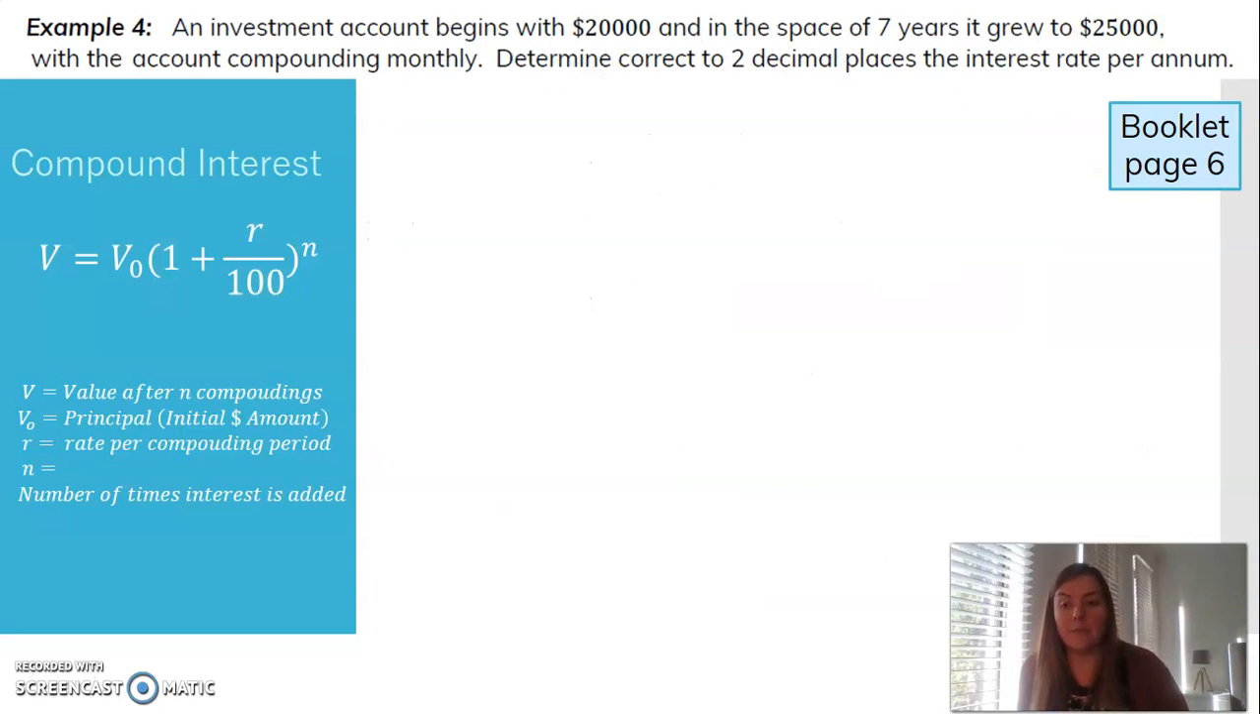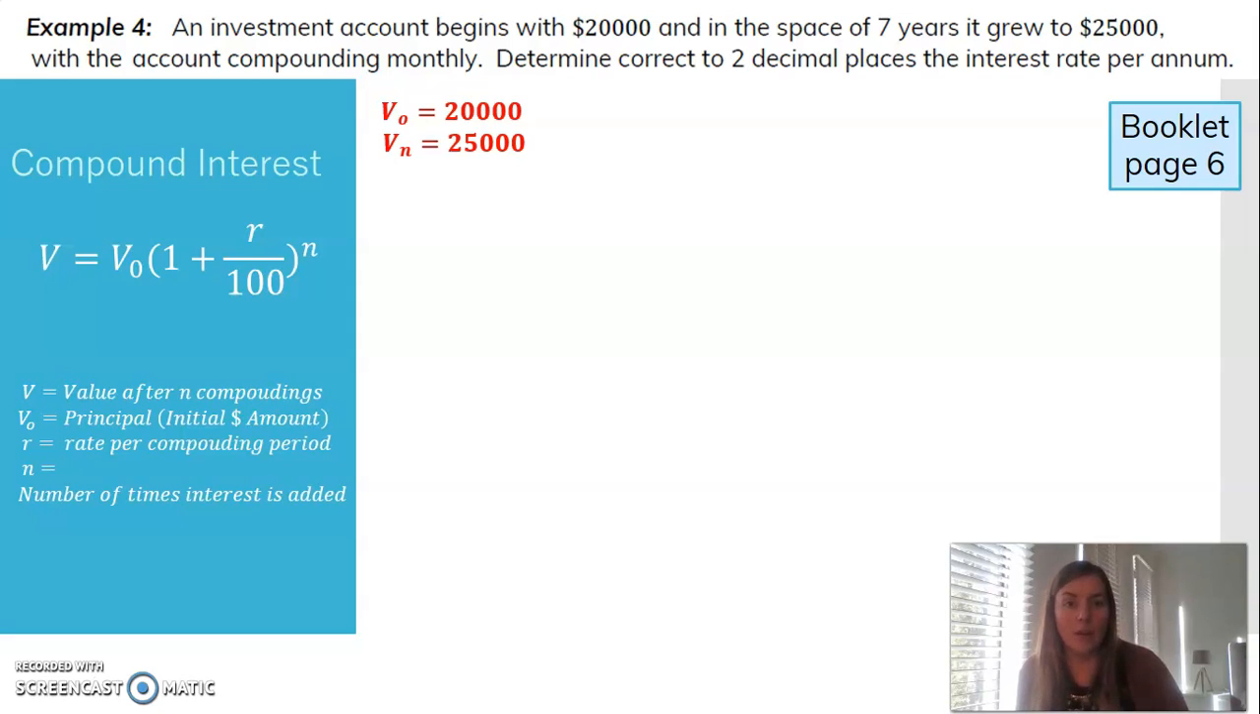All right, last one. Let's see if we can get it done in time. An investment account begins with $20,000, and in the space of 7 years, it grew to $25,000 with the account compounding monthly. Determine, correct to 2 decimal places, the interest rate per annum. Again, let's go through and highlight the things we know. It's starting with $20,000, so that's my V0. It's telling me that the final value after 7 years is $25,000.